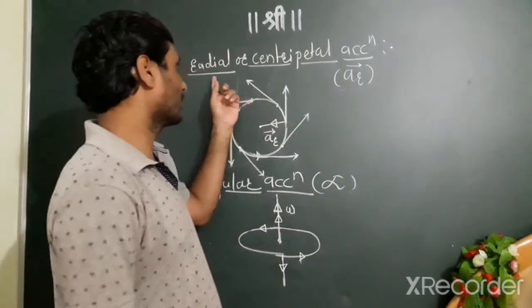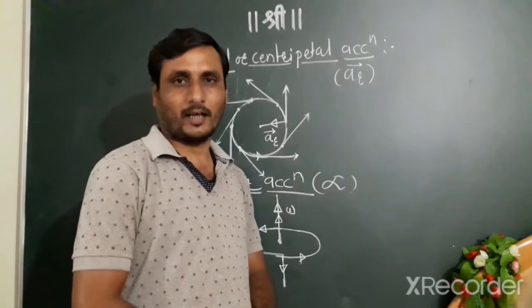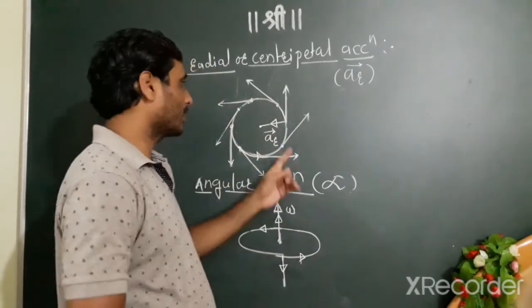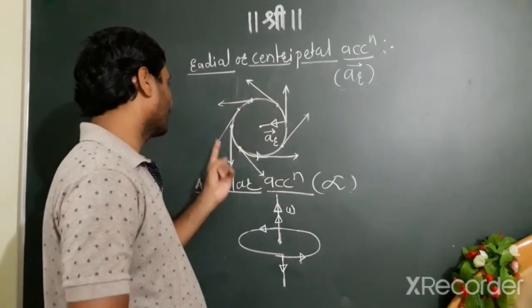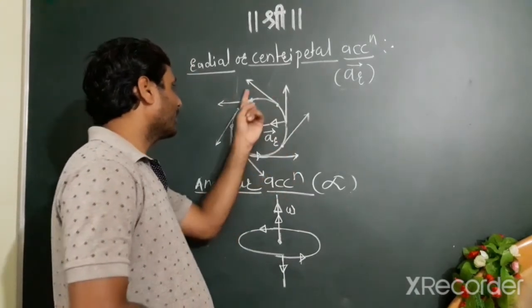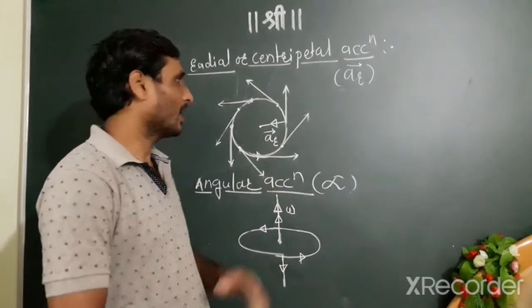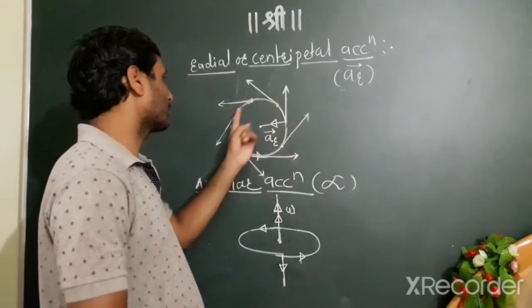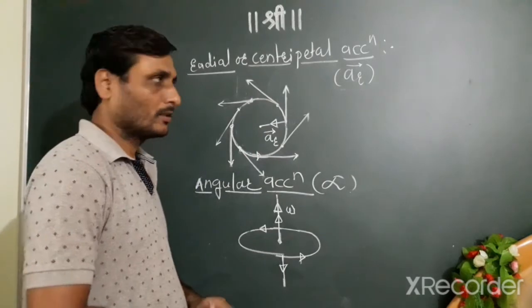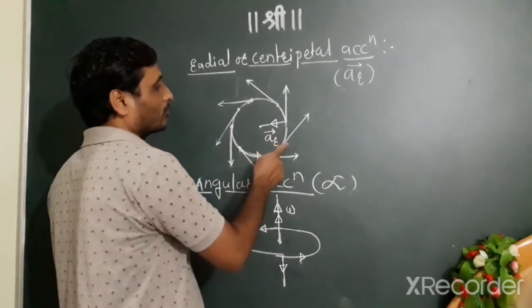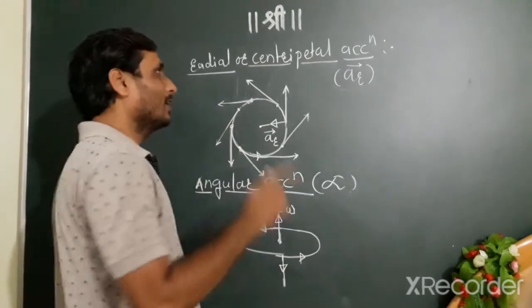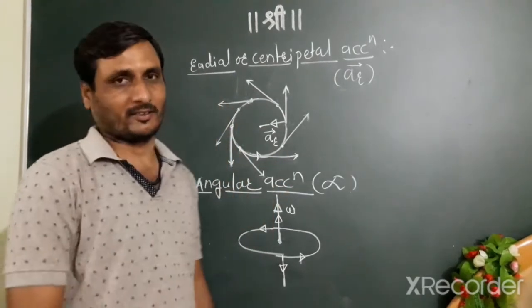This acceleration is also called centripetal acceleration. In circular motion, we know that the direction of the velocity of the particle changes at every instant such that it remains always tangential to the circular path. The acceleration which is responsible for the change in the direction of velocity of the particle is called radial acceleration.